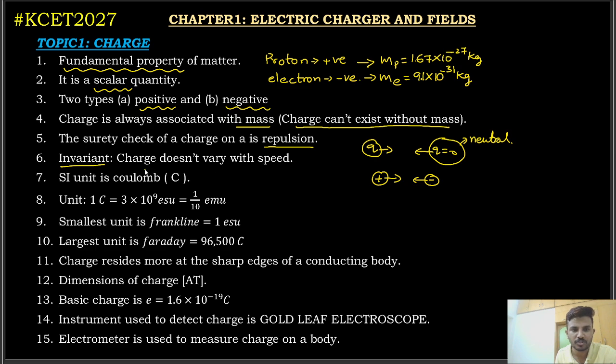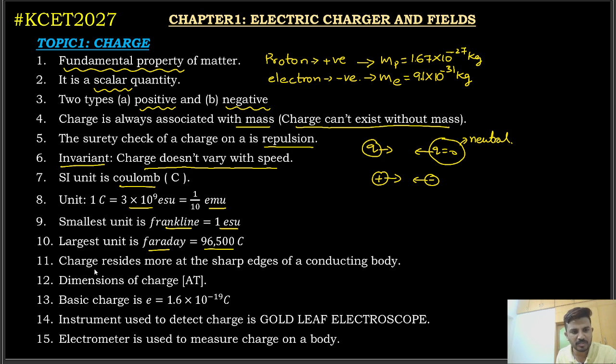That means charge doesn't vary even if it moves at high speed. Then the SI unit of charge is the coulomb, but we have CGS and other units. In CGS, 1 coulomb is equal to 3 into 10 to the power 9 electrostatic units, and 1 by 10 electromagnetic unit. The smallest unit of charge is the Franklin, which is equal to 1 ESU, and the largest unit of charge is the Faraday, that is 96,500 coulomb.